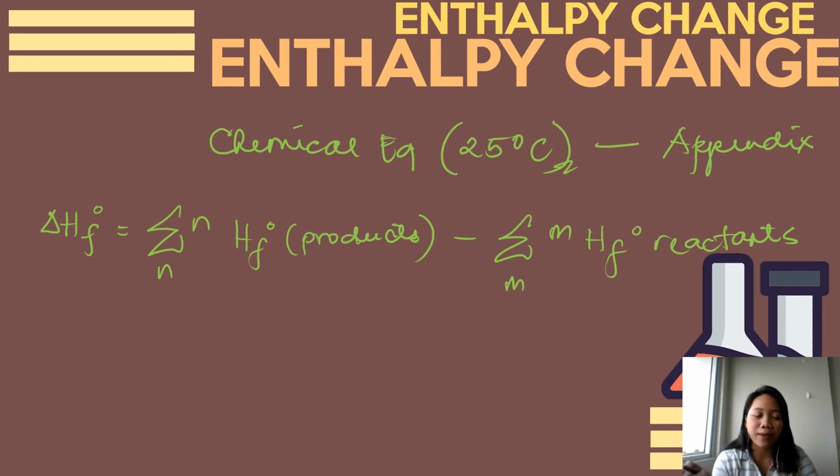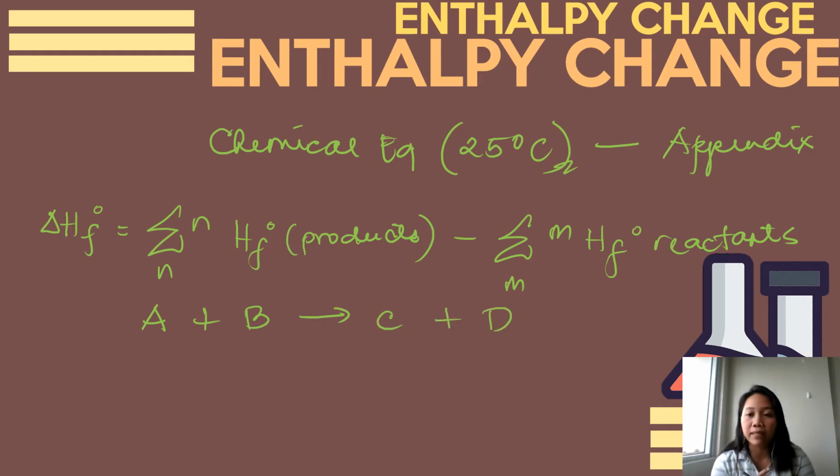Anyway, it would be a lot easier if we identify these sums. So I'm just going to use an example wherein you have the chemical reaction A plus B yields C plus D.